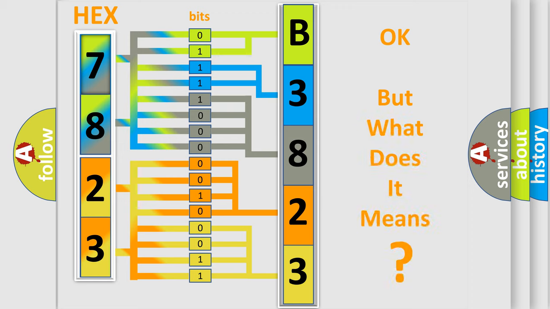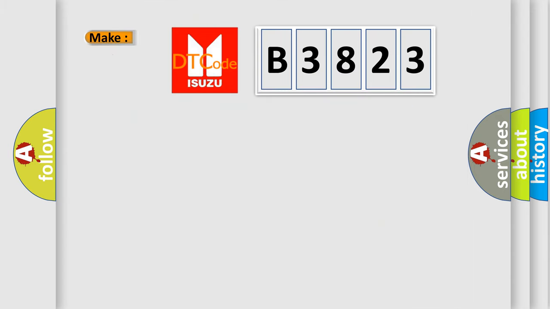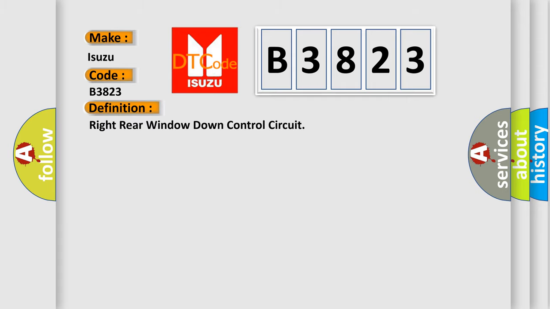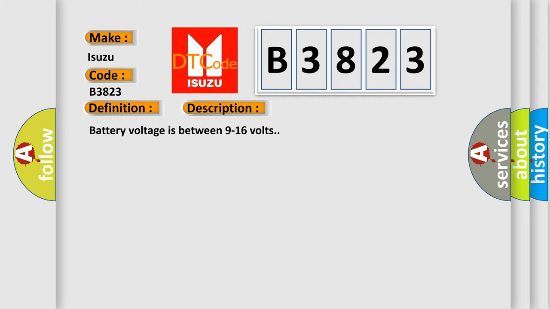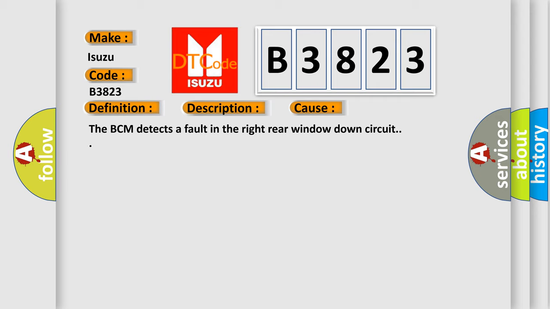The number itself does not make sense to us if we cannot assign information about it to what it actually expresses. So, what does the Diagnostic Trouble Code B3823 interpret specifically for Isuzu car manufacturers? The basic definition is: right rear window down control circuit. And now this is a short description of this DTC code. Battery voltage is between 9 to 16 volts. This diagnostic error occurs most often in these cases: the BCM detects a fault in the right rear window down circuit.